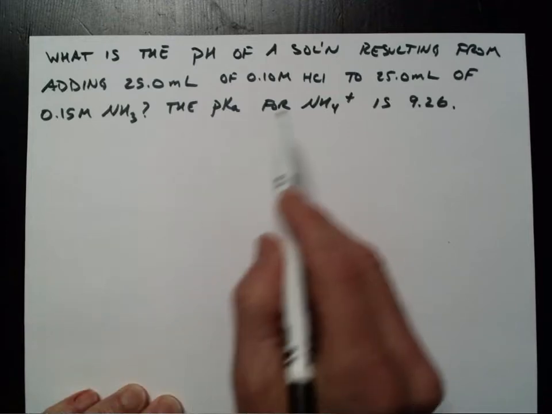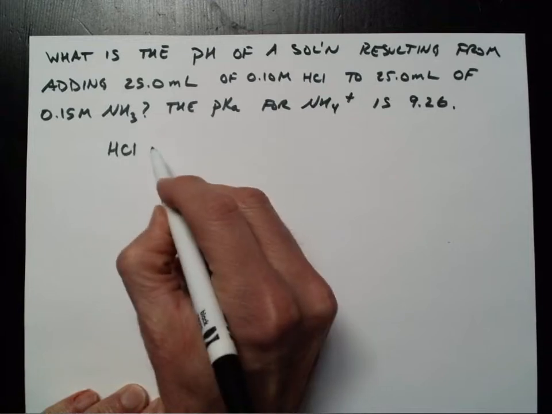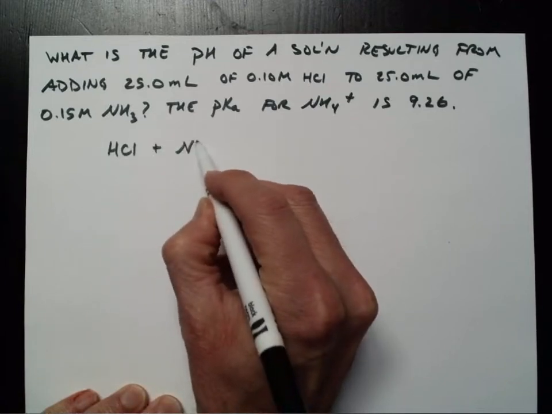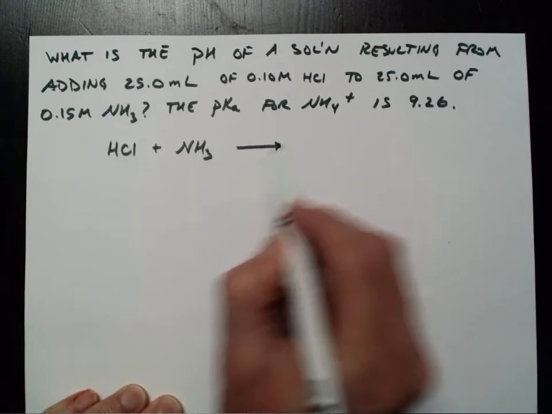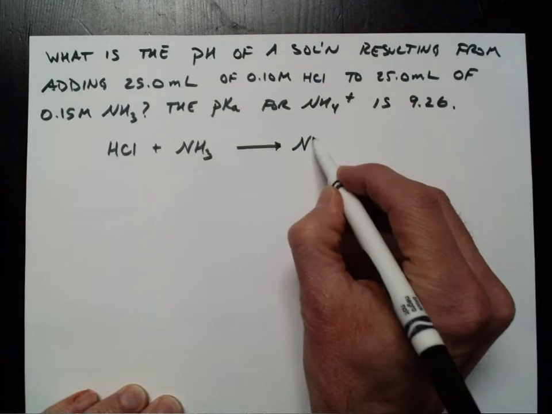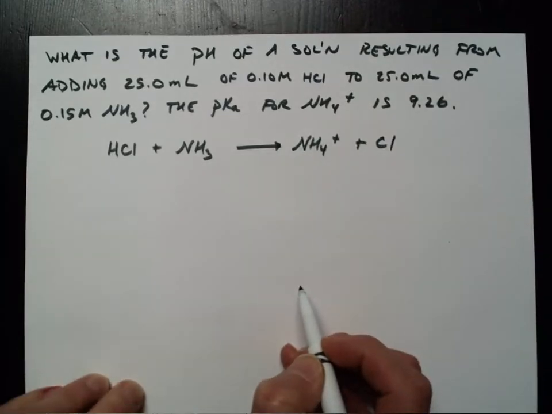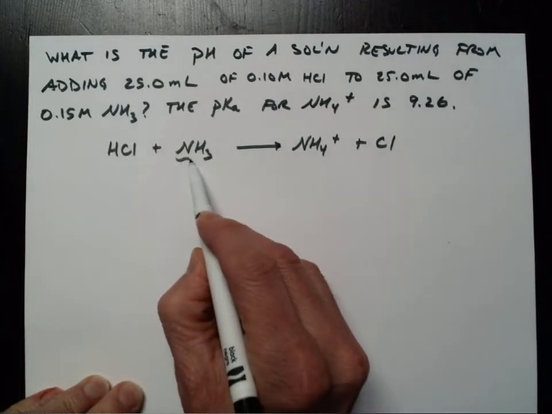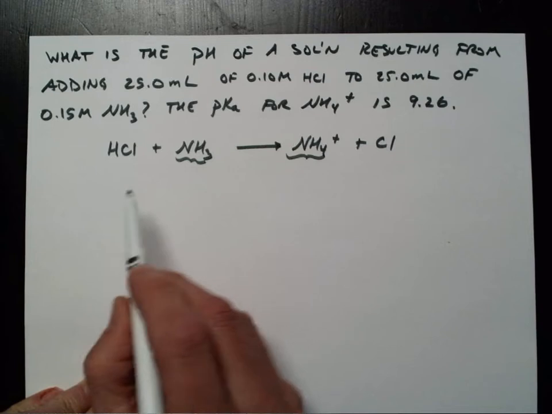Well, there's a lot going on here. Let's see. I'm going to add HCl to a solution of ammonia. Well, this is an acid, this is a base. This acid will donate a proton to ammonia. That's going to form ammonium and chloride. Looks like we're going to have a buffer, unless all of this reacts. Let's find out.